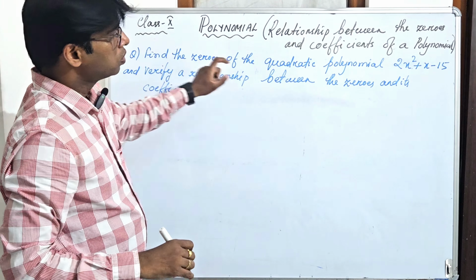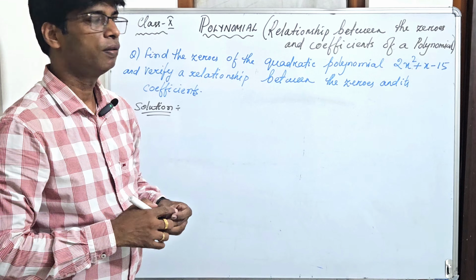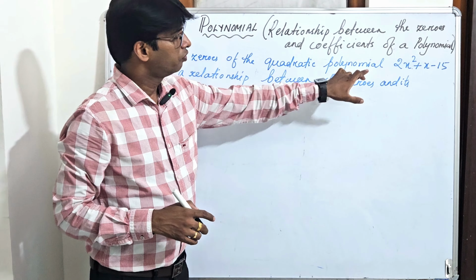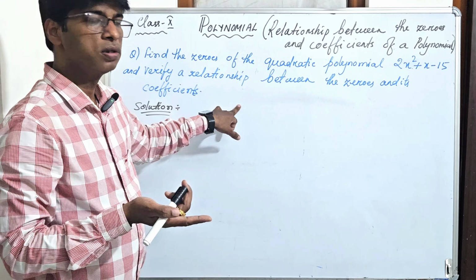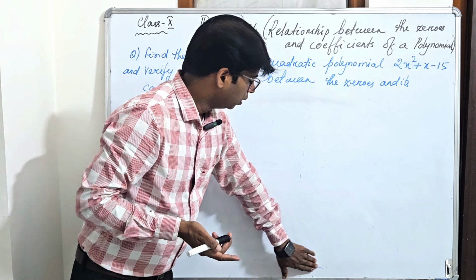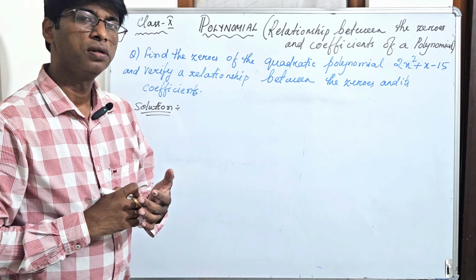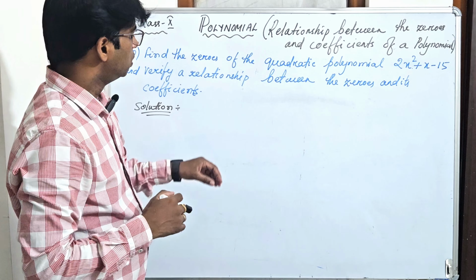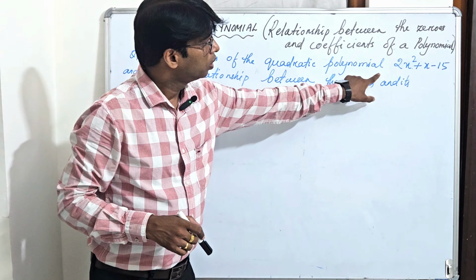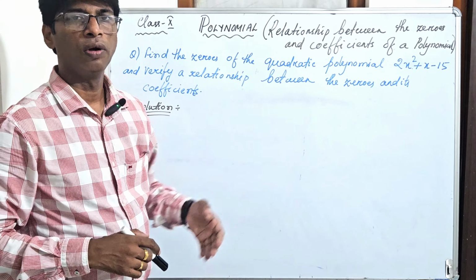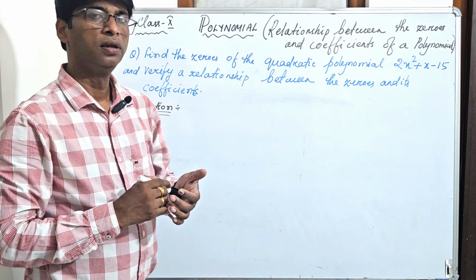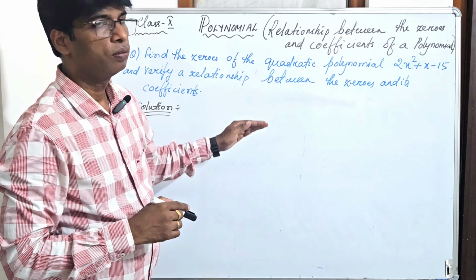To find the zeros of the quadratic polynomial, what do we have to do? We have to find the factorization of that polynomial, because if factorization is done, then we can find the zeros very easily. You must be remembering, in class 9 we read about zeros of a polynomial. Zeros means the particular value of x for that quadratic, linear, or any degree polynomial for which the value of the polynomial will be 0. Then that value of x will be the zero of that polynomial.